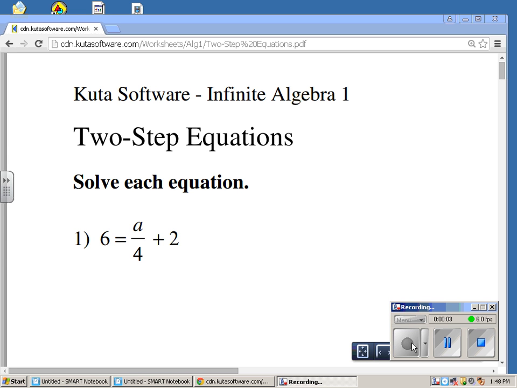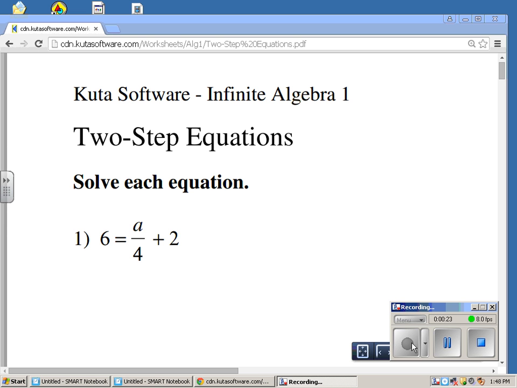This video will focus on two-step equations. We will do a series of examples together from this page, and then I will expect you to complete the rest of the page on your own for practice. So you want to be taking notes as I'm showing you how to complete the problem. We're going to begin with number 1.